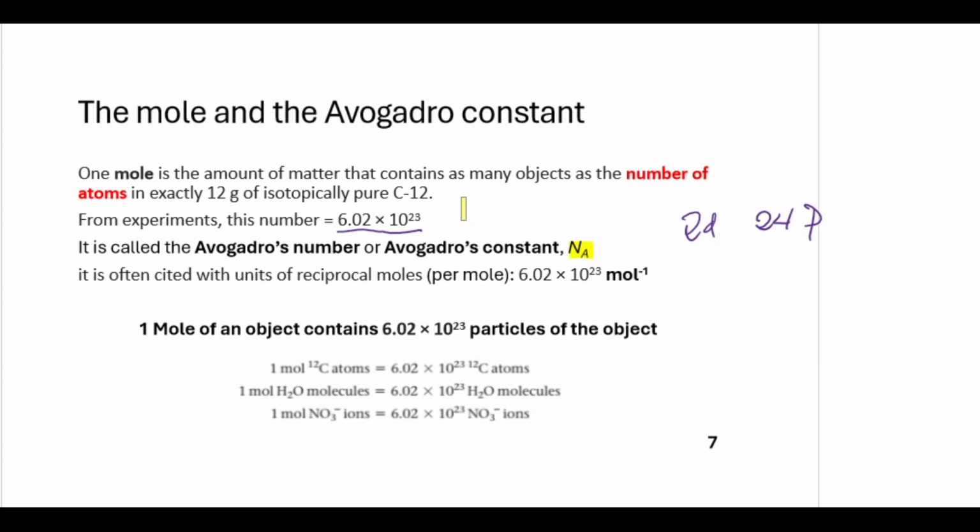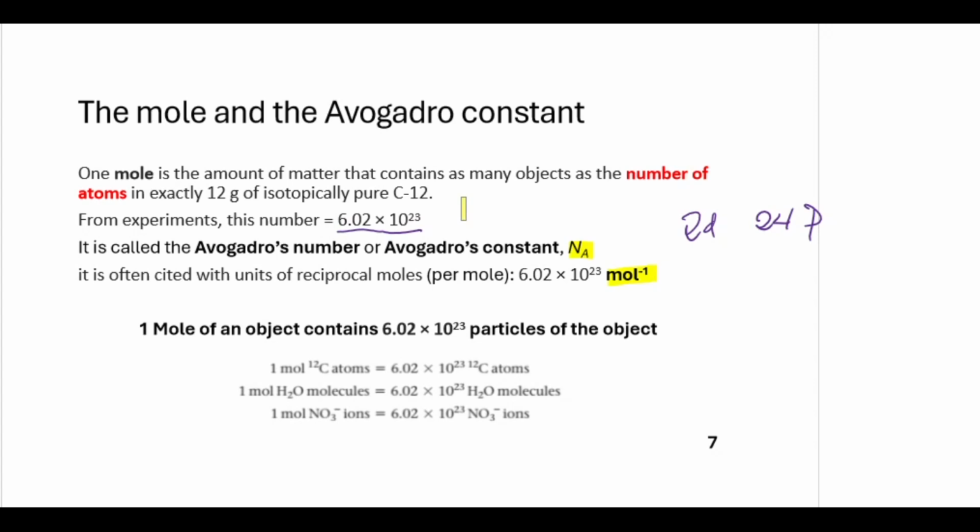It is often cited with units. Sometimes they put units into it, sometimes we don't put a unit. But when we put a unit, it is per mole, that is 1 over mole. That is the unit of Avogadro's constant.